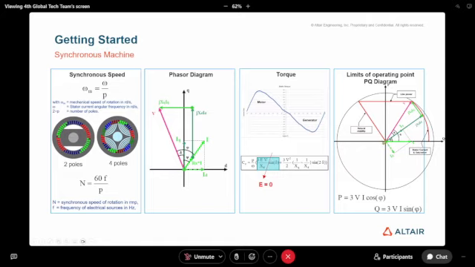The other limit is the natural stability. We said that we have to avoid the breakdown, so we cannot apply more than a given load for a given current supply. The current supply is the other limit, because if your power electronics supplies a maximum of 100 amps, you cannot ask the machine to run at 200 amps, for instance. So these are the limits we have for the synchronous reluctance machine.